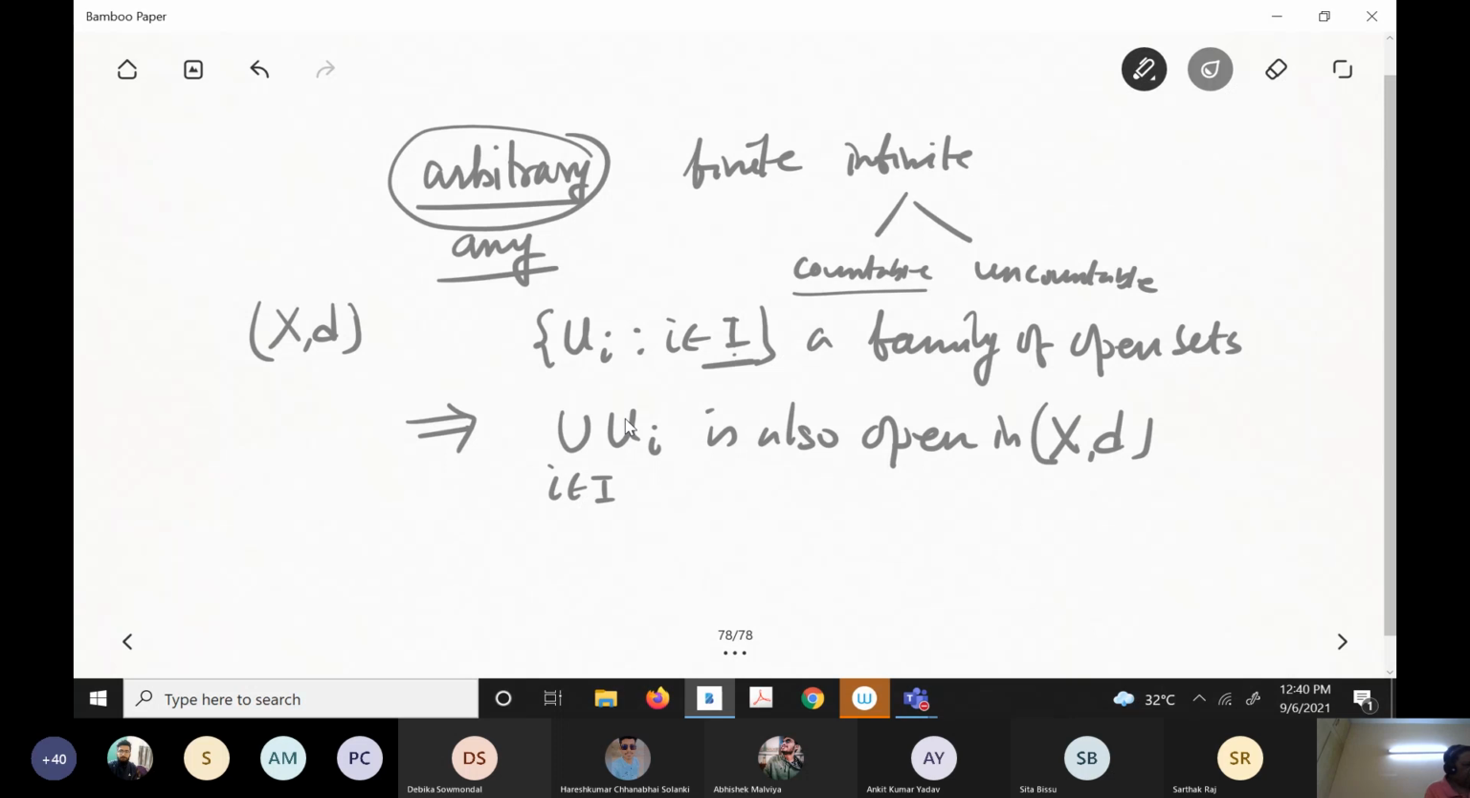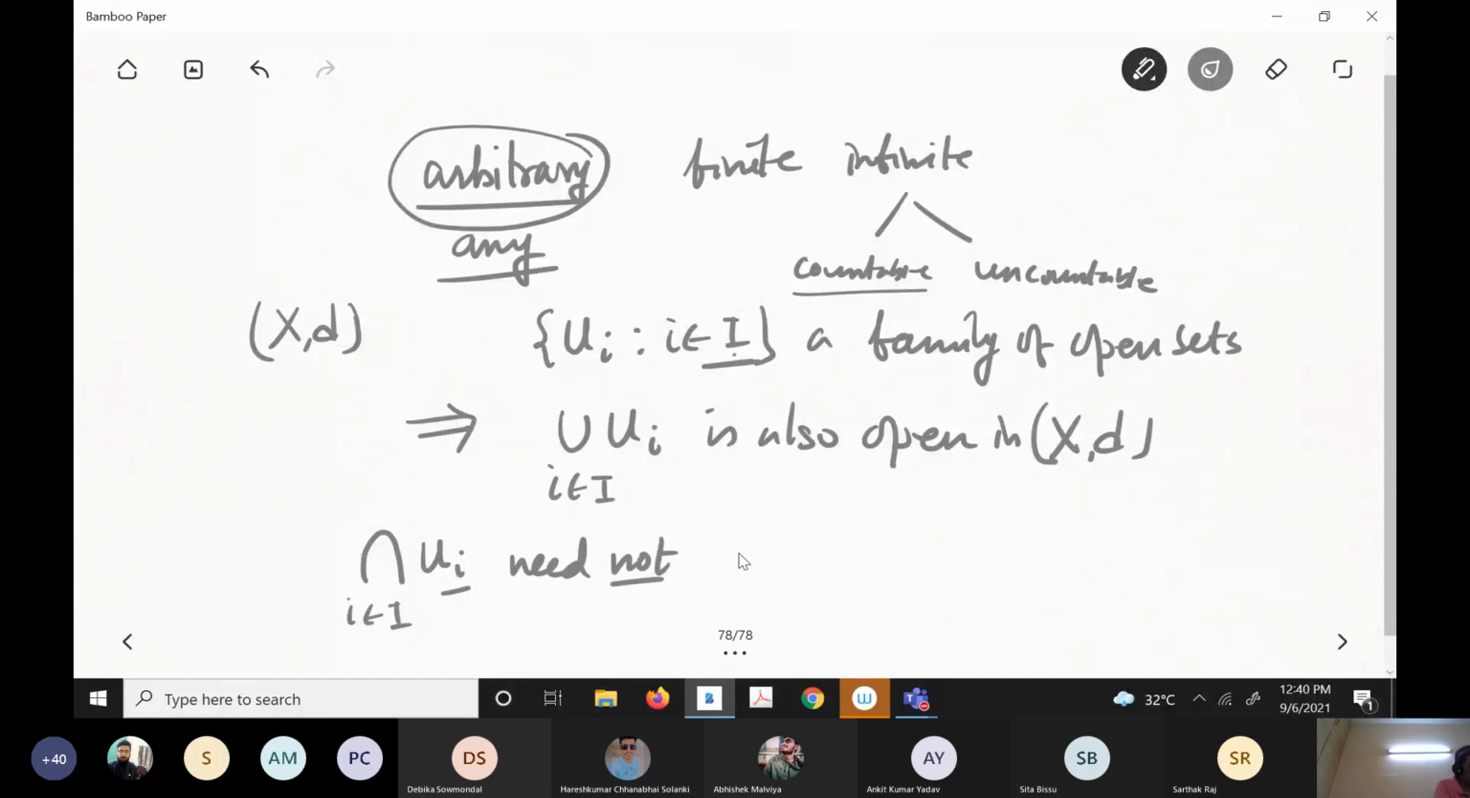That is open. So this I am leaving to you. The proof of B we leave as an exercise. A already, X and phi are open. Here I am proving C. But what about intersection? Here, any intersection, suppose each U_i is open, then the intersection need not be open.